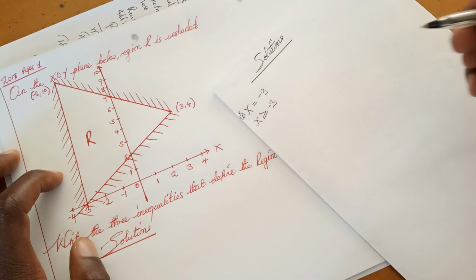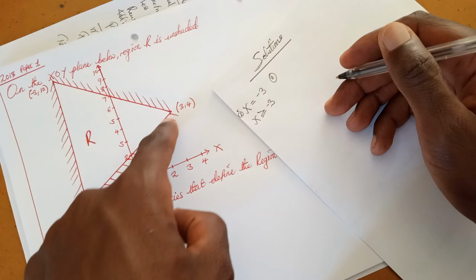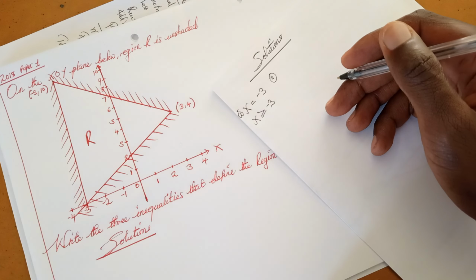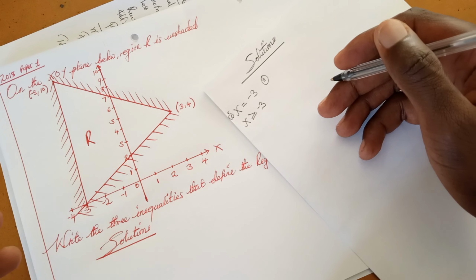We go to the second one. Number 2, we're going to get this sloping line. Always when you're given a sloping line, just know that you need to calculate the gradient. So we're going to pick the coordinates. If you look at this line, it is cutting the x-axis at -3, meaning y is going to be 0.